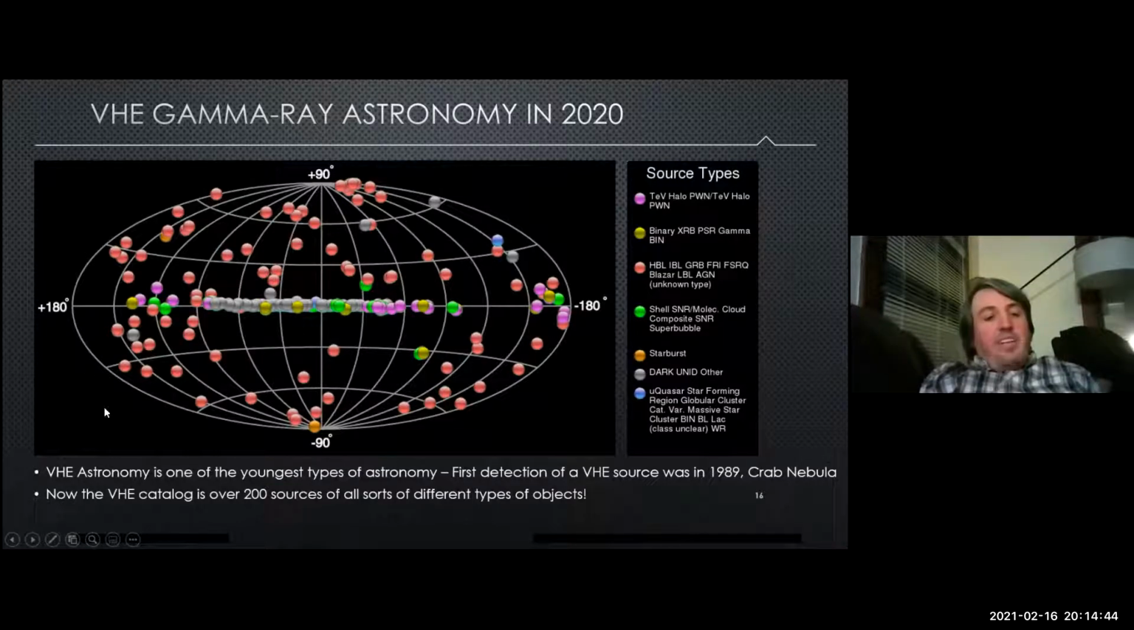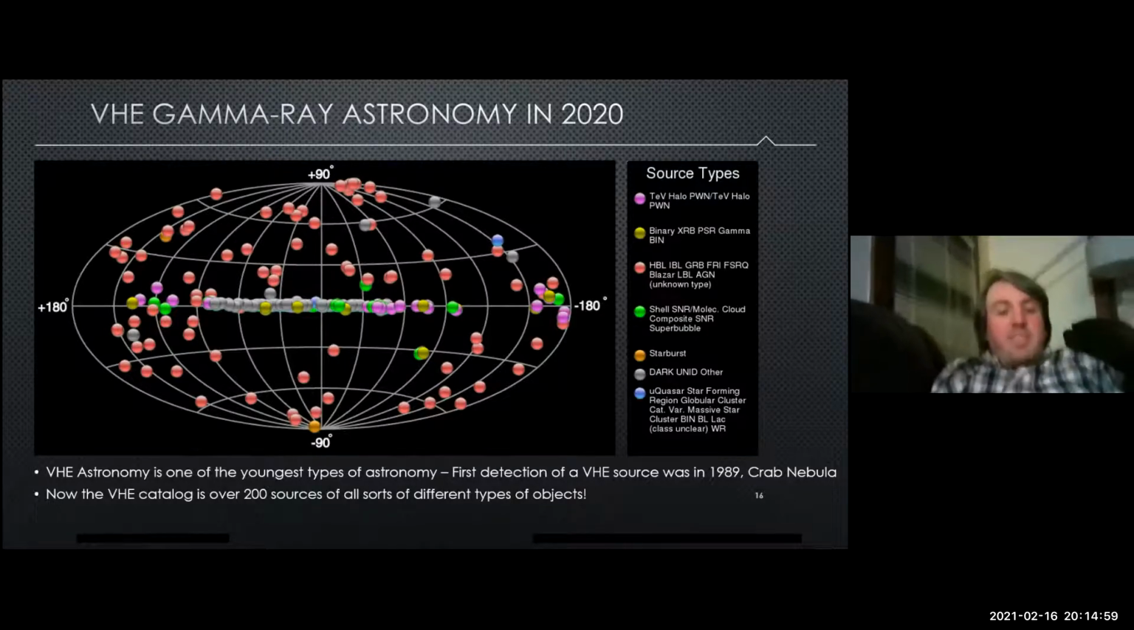And going back to 1989, which is not that long ago, that was when the first detection was, the Crab Nebula, done by the Whipple Telescope in Arizona, which has unfortunately been decommissioned. So now the catalog is huge, over 200 sources of all different types of objects. There are active galaxies, there are pulsars and pulsar nebulae, I talked about doing my thesis on that. Supernova remnants, starburst galaxies, and then there are some of these gray ones, we don't even know what they are. We just know they're there.